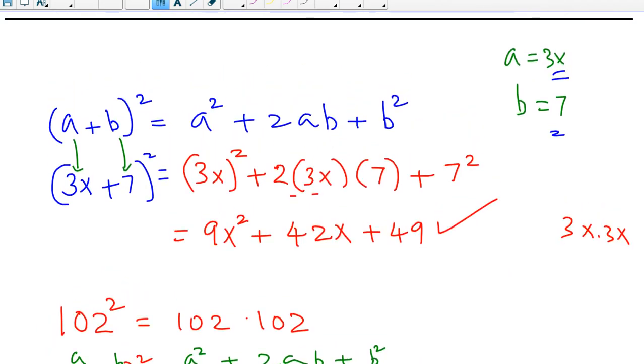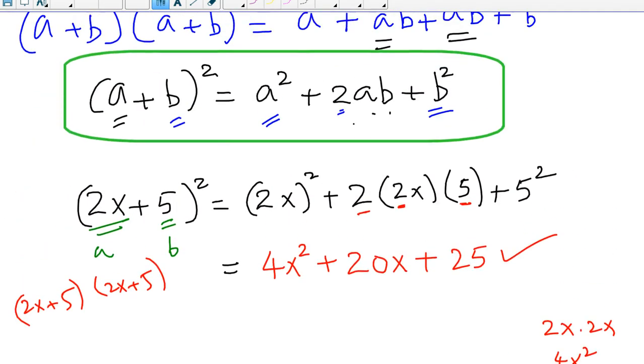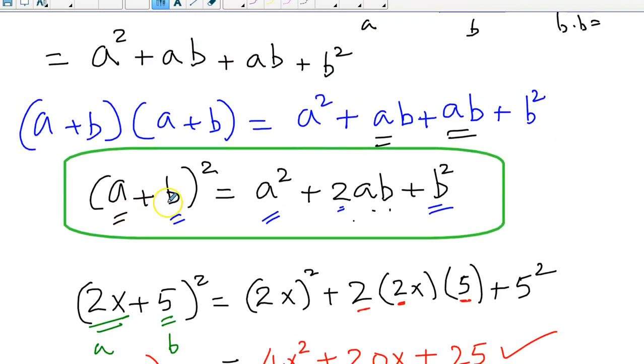It is not at all extraordinary. Just have this picture in your mind. Whenever I see A plus B whole square, like the first plus second whole square, it is equal to the square of the first plus 2 times the first times the second plus the square of the second. That's all. Okay, please try and practice some problems on your own.